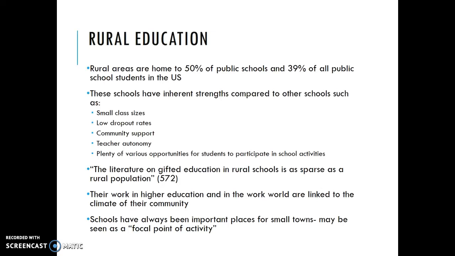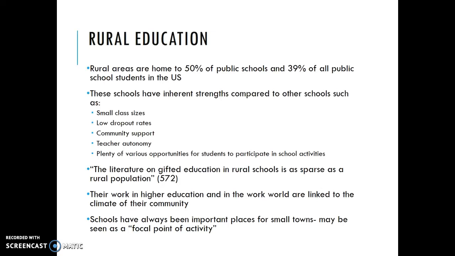We see on page 572 of the reading a quote that says, "The literature on gifted education in rural schools is as sparse as rural population." We also hear that studies on gifted education in rural areas are very sparse. Also, their work in higher education and the work world are linked to the climate of their community. So a lot that happens and a lot that is taught in rural areas has to do with the work available in their community.